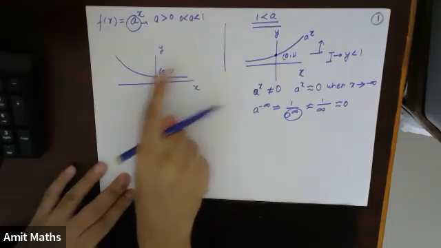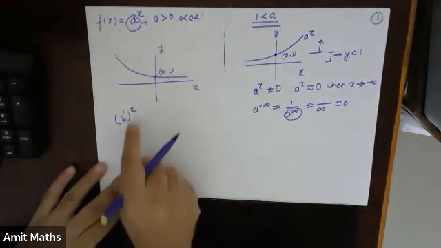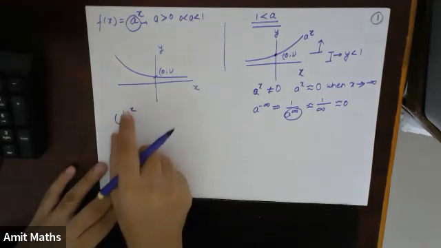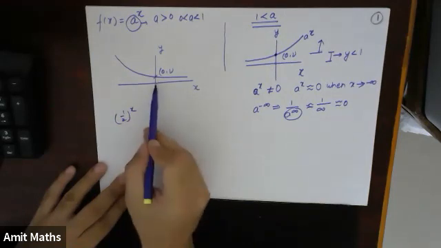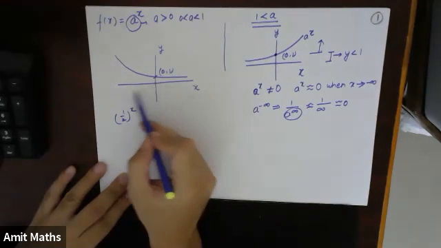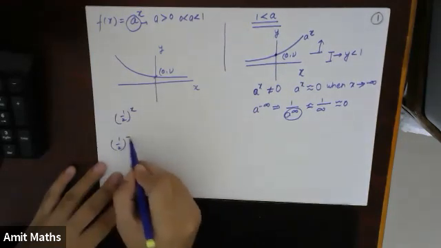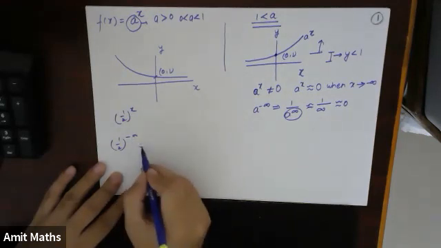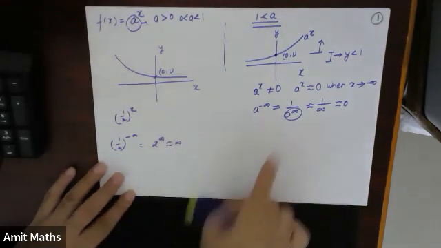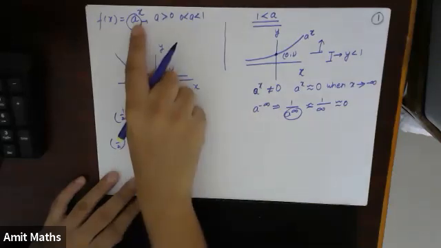For example, if a is less than 1, suppose (1/2)^x. When x increases, (1/2)^x keeps on decreasing, and as x decreases, that means x is less than 0, it keeps on increasing. Suppose (1/2)^(-infinity). This I can write as 2^infinity, which will tend to infinity. So these are the two basic graphs of the exponential function, where the base is a.